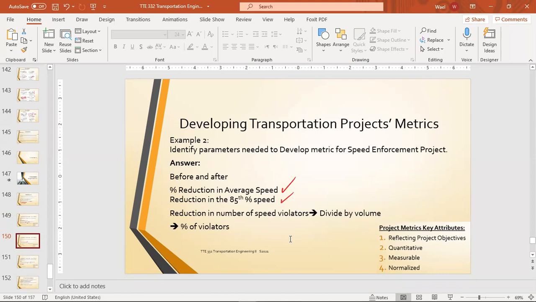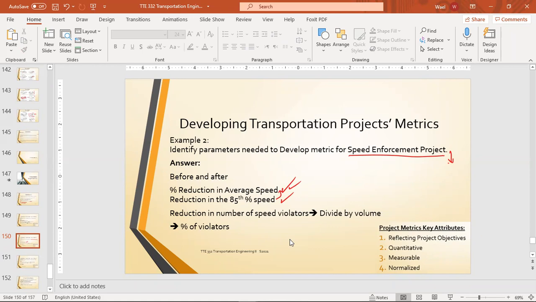Another example we discussed yesterday was to identify parameters needed to develop a metric for speed enforcement projects. In order to do that, we need to have before and after data. Then, based on the before and after data, we can calculate the percentage reduction in average speed. That's a good indicator because the objective of speed enforcement is basically reducing speed. So this is a good indicator for this objective. A reduction in the 85th percentile of speed. That's almost similar to this, but here we are talking about the average. Here we are talking about the 85th percentile. A reduction in number of speed violators.